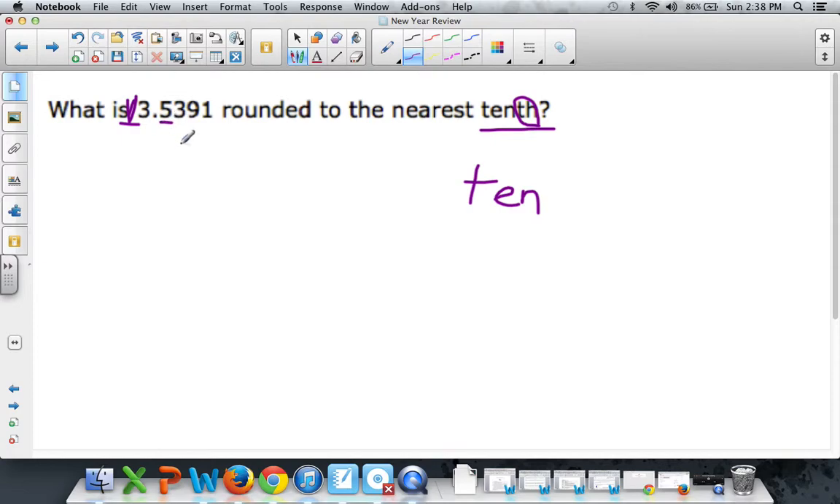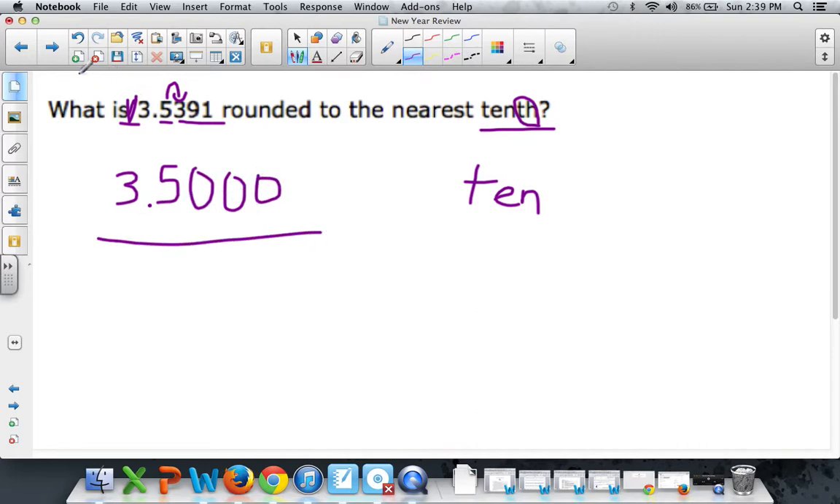Okay? That is worth knowing. Anyway, now that we know that that is the 10th place, we'll look to the right. Is it 5 or more? No, it's less than 5. 3 is less than 5. So we're going to let that 5 rest. As always, whatever's to the left of the number that we underlined stays exactly the same. But everything to the right of the number we underlined turns to zeros.